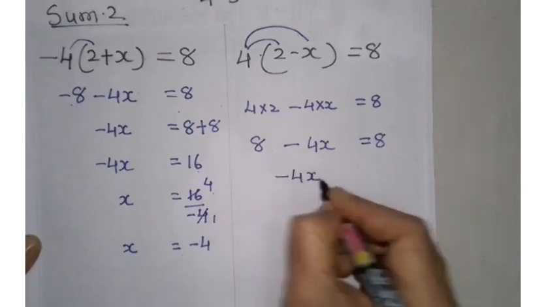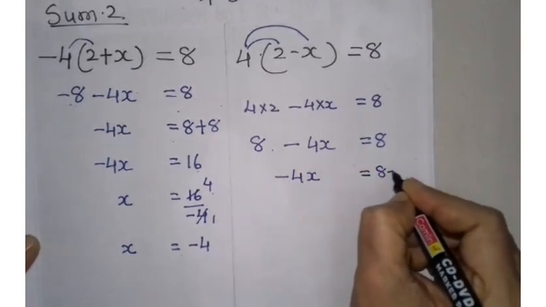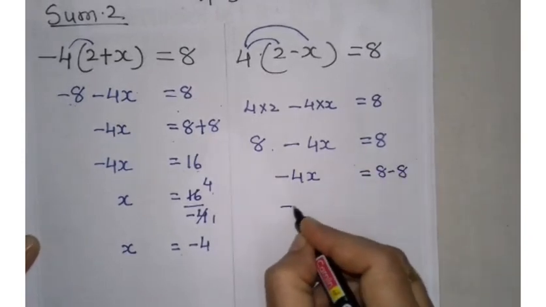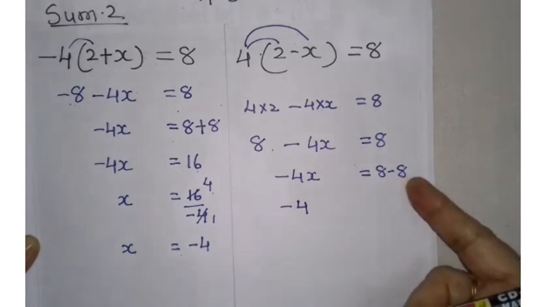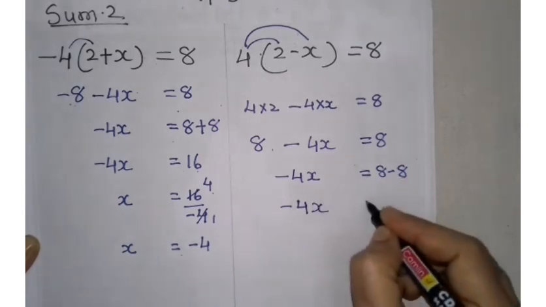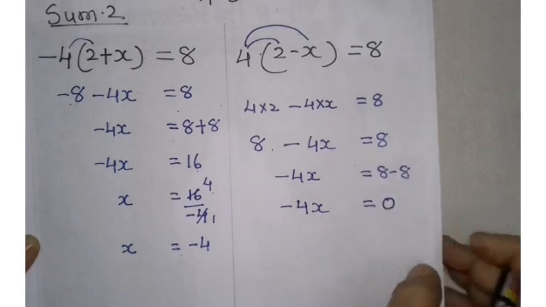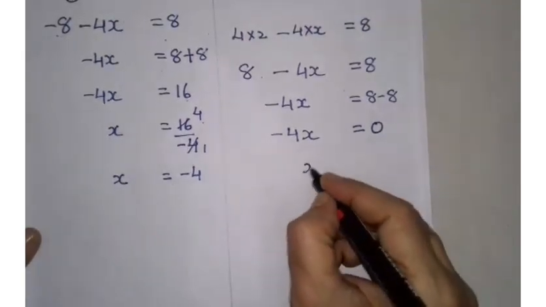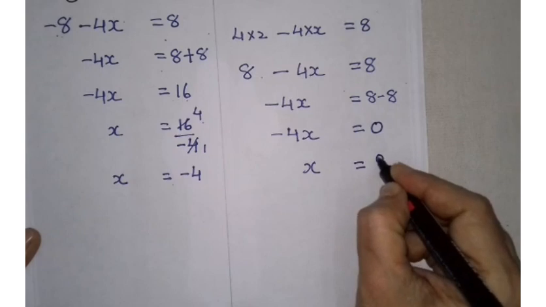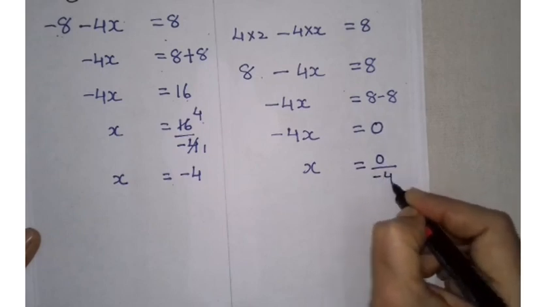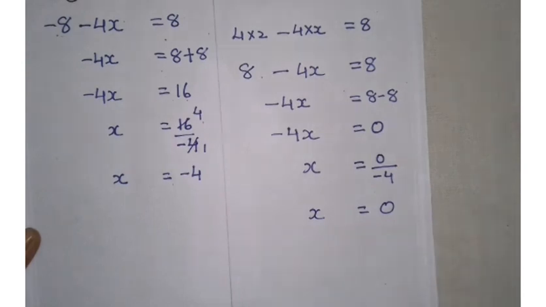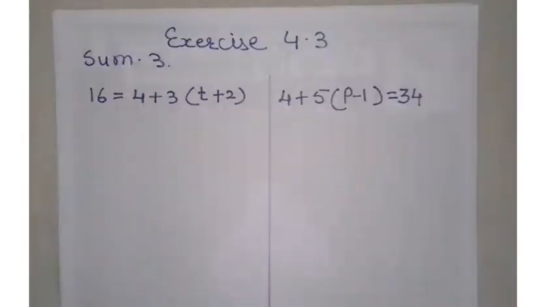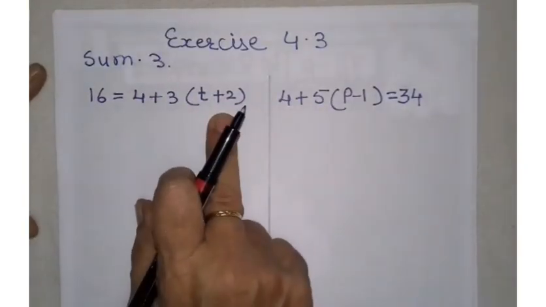So over the right hand side it will become subtraction. So minus 4x is equal to 8 minus 8, and 8 minus 8 is 0. So now what will come? x is equal to 0 upon minus 4, which gives us 0. Understood? Clear? Moving to sum number 3.